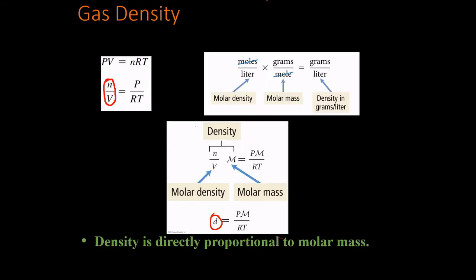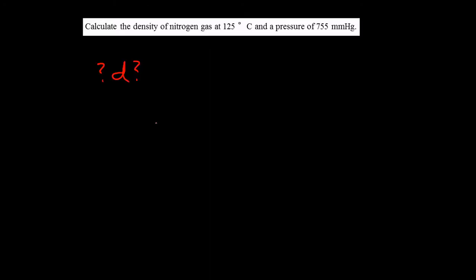Alright, so we're trying to find the density. And the equation from the slide back here tells us that the density is equal to the pressure times the molar mass divided by RT. So I need to find all four of these things.